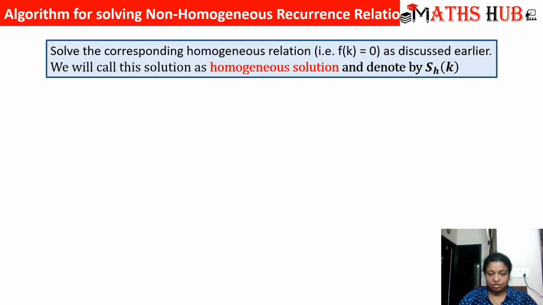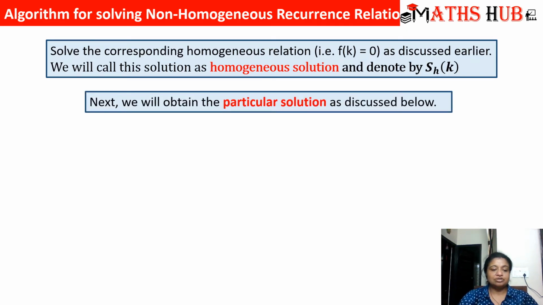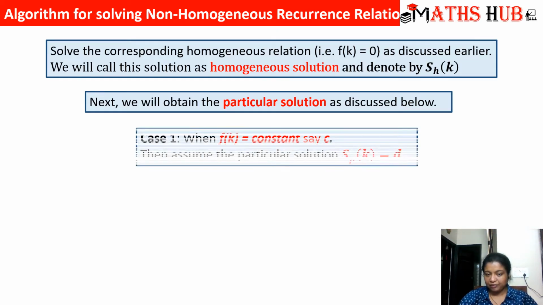The homogeneous solution I've already told you. Whatever the homogeneous solution is, we will denote it by S_H(k). So S(k) is the sequence that we are trying to find and this H denotes the homogeneous solution, right? Now, how do we obtain the particular solution? In the particular solution, the method is that we assume a trial solution. We substitute that trial solution in the recurrence relation and we calculate the constants from there, right?